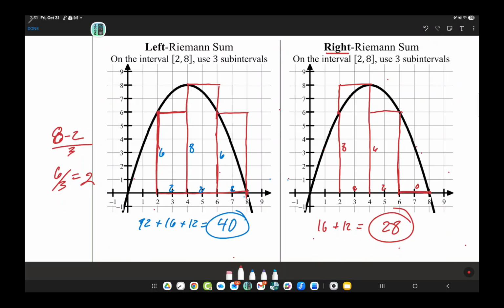So left Riemann sum, we use the value to the left. Right Riemann sum, we use the value to the right. It'll tell you which one to use. It'll say use the right Riemann sum, use the left Riemann sum. It won't have you pick your favorite.